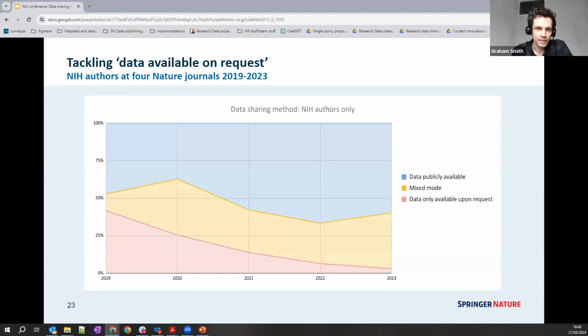We pulled out similar kind of data really to try and relate this to the NIH mandate. We only have the data from 2019 in this case, but we can see a similar pattern emerging where data available on request has really dropped in the Nature portfolio down to these relatively low levels, even though there is a bit of an uptick of this mixed mode in the last year.